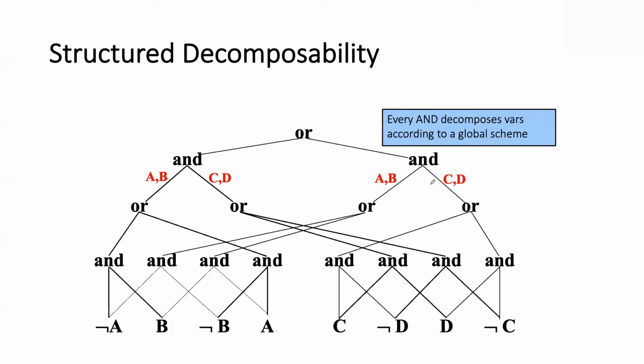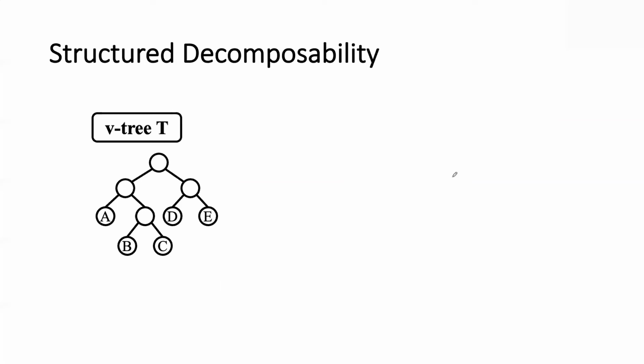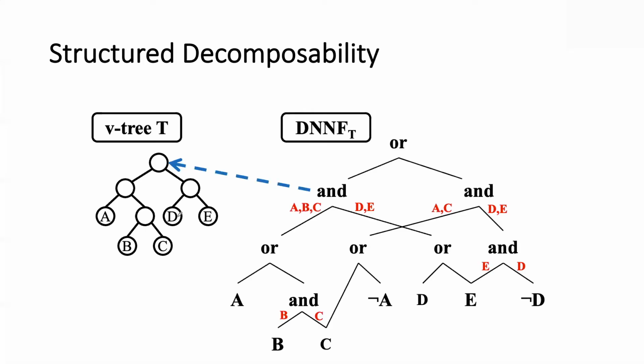In structured decomposability, we constrain the way in which variables are decomposed. So in a situation like this, you will end up seeing AB here, CD, AB, and CD. And how does that happen? That happens by using something known as a V-tree. So the V-tree is just a binary tree, the leaves of which are the variables. Now you can pick any of these, and there are so many of them, but you have to pick one. And when you're building your circuit, you have to adhere to one of these. How do you adhere to it? You adhere to it in the following way, by making sure that in your circuit, every AND node maps to one of these nodes in the V-tree.